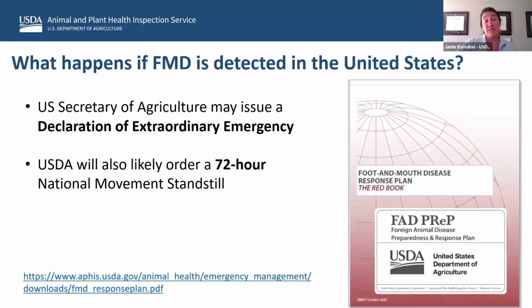All right, so what happens if FMD is detected in the United States? Well, the Secretary of Agriculture is likely going to declare a state of emergency or an extraordinary emergency in this instance. And USDA is probably going to institute an immediate 72-hour movement standstill. This first 72 hours is our opportunity to get a grip on, right, where was it detected and how far has it moved since then, so that we can institute control areas and things appropriately without allowing a lot of movement to further confuse the picture.